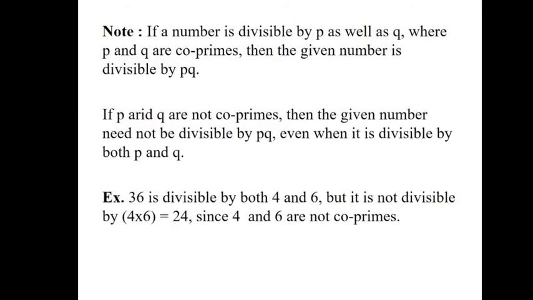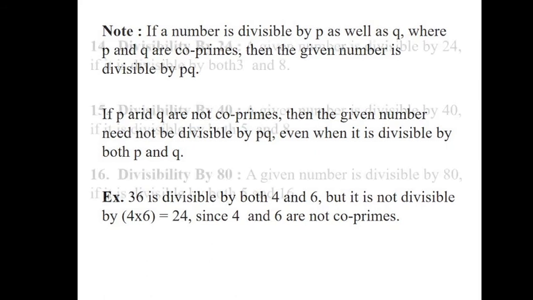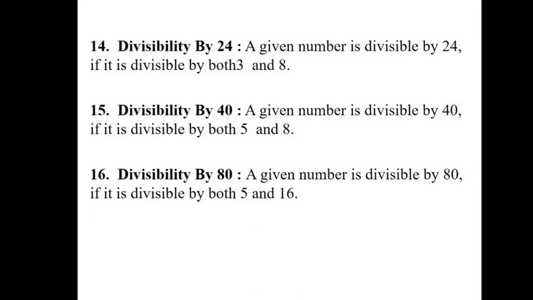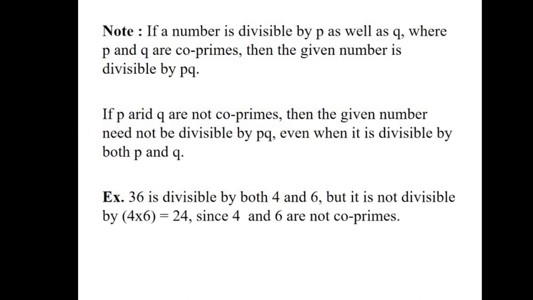Okay. So, if the number is divisible by P as well as Q, where P and Q are co-primes, then the given number is divisible by PQ. So the factors should be co-prime. For that reason only we are checking 80 as 5 and 16. 5 and 16 are co-primes. 5 and 8 are co-primes. 3 and 8 are co-primes. So the rules we have to apply are for co-primes.